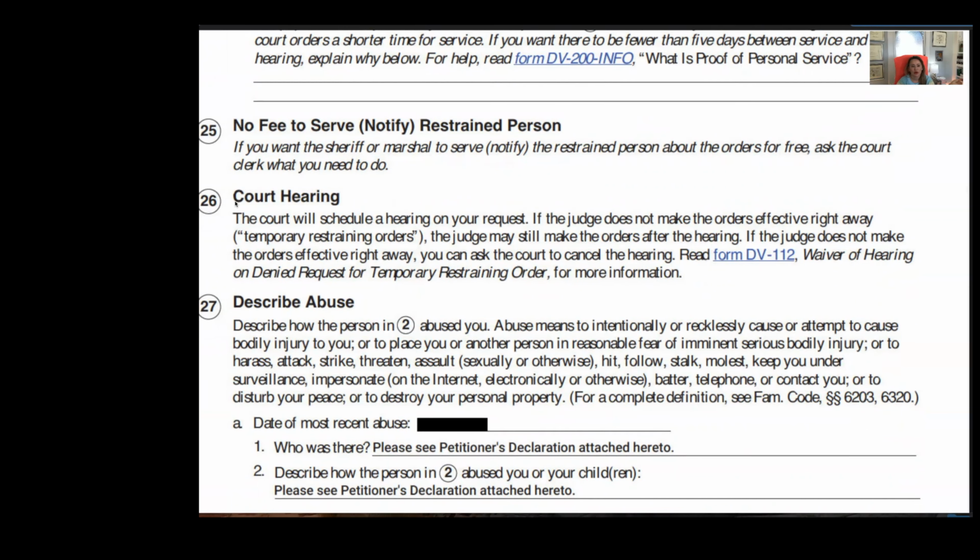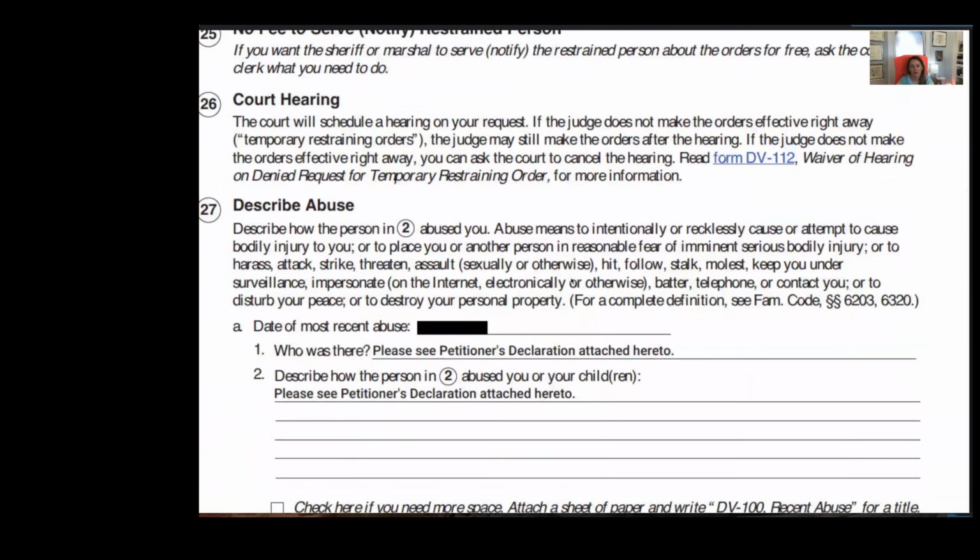26, court hearing. The court will schedule a hearing on your request. If the judge does not make the temporary restraining order effective right away, the judge may still make the order after the hearing. If the judge does not make the orders effective right away, you can ask the court to cancel the hearing. Read DV-112, Waiver of Hearing or Denied Request for Temporary Restraining Order, for more information.